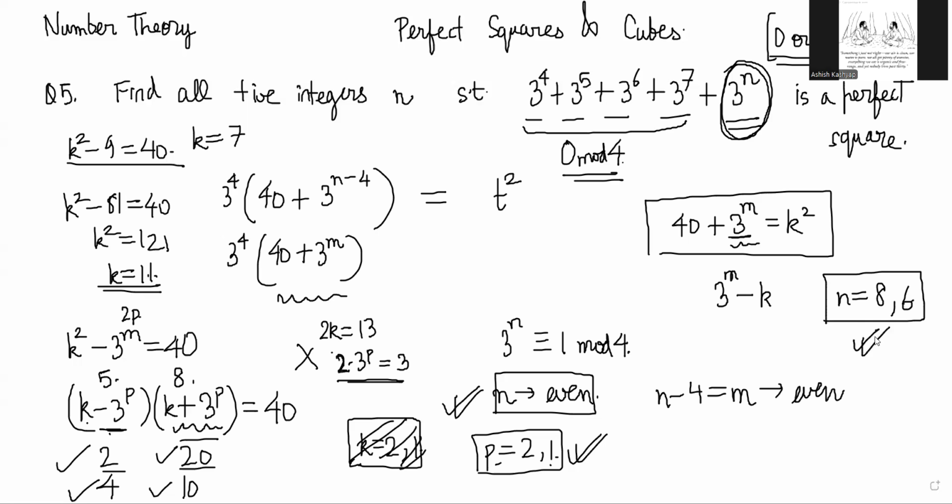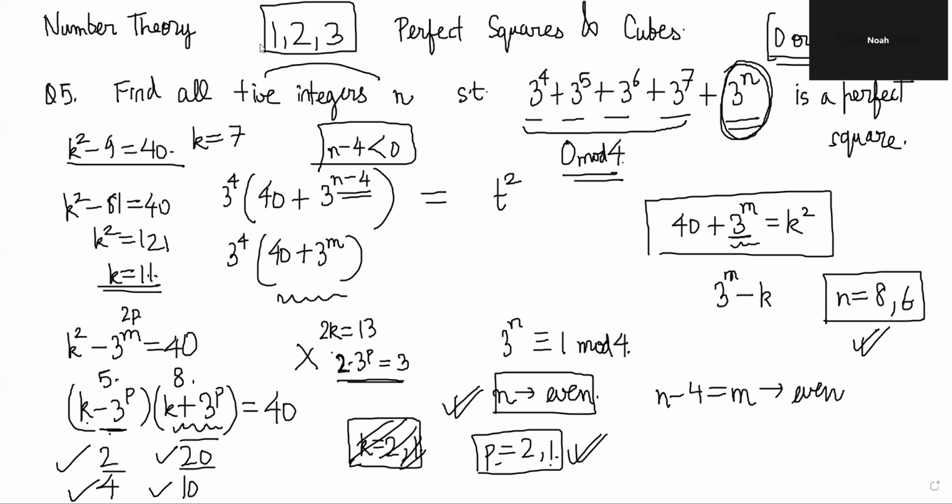but we have ignored one condition. The one condition that you have not worried about is n minus 4 less than 0. When you took 3 power 4 common, you have assumed that n is bigger than 4. So for n less than 4, because you have to only check positive integers, you can directly check for 1, 2, and 3, right? And when you check that, you will realize that 2 is also fitting.